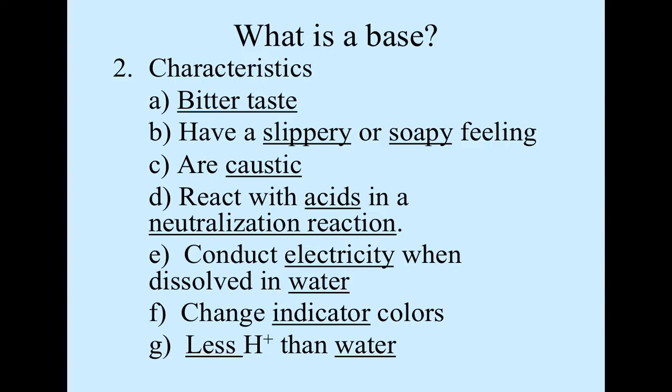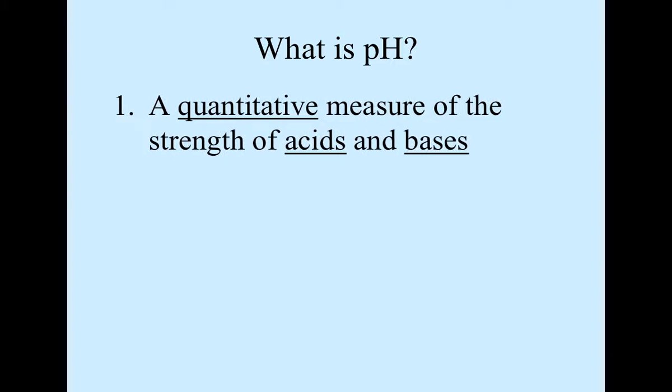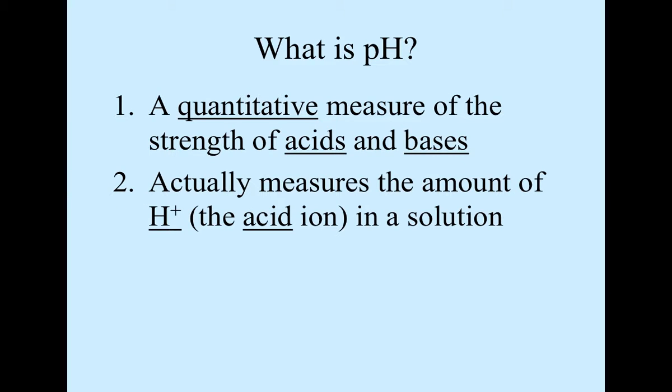Both of these things we associate with the term pH. So let's talk a little bit about what pH is. pH is a quantitative measure, in other words, we assign a numeric quantity to the strength of the acid or the strength of the base. What it is actually measuring, though, is the amount of H+, which is the acid ion in solution. So that's why I was referring to that H+ when we were talking about both acids and bases, because pH relates to that.